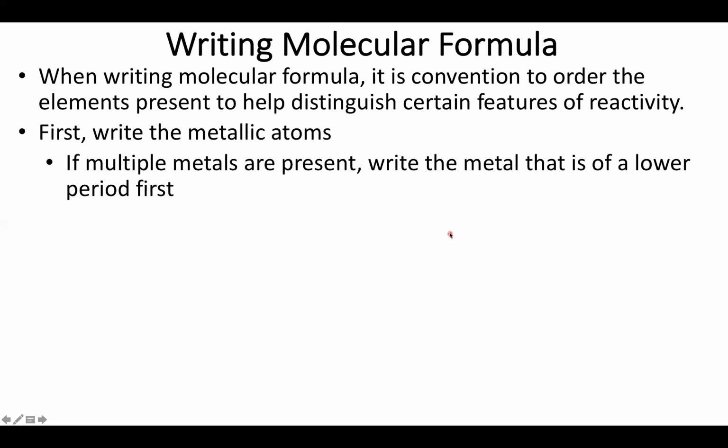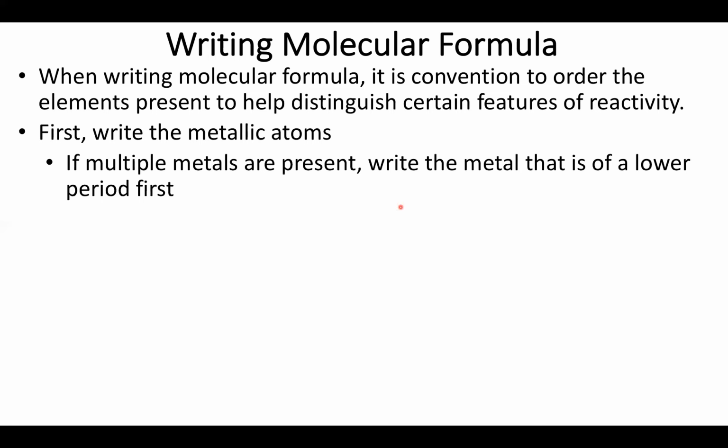So first things first, if there's a metallic element present in your molecular formula, write that one first. So if I have multiple metals, like say cobalt and iron, we're going to write the metal of a lower period first. And if they're in the same row, like iron and cobalt, we'll write the one further to the left. This is also known as writing the more metallic species first. And as you go down and to the left on the periodic table, you have a more metallic species. And we'll talk about this much later.